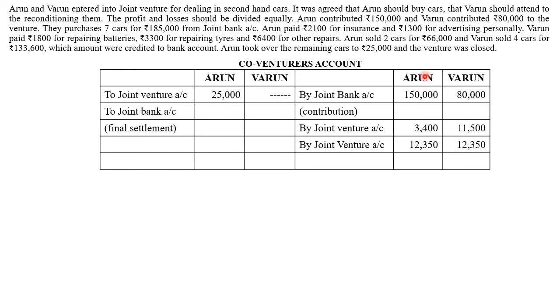Okay, you do the total of Arun column, you write it under Arun's column only, then deduct the debit balance, you will get the difference for Arun. Same way, in Varun's column you have to do the total, you have to deduct, there is nothing to deduct. So you write to joint bank account under Varun's column. So do it, find the total.